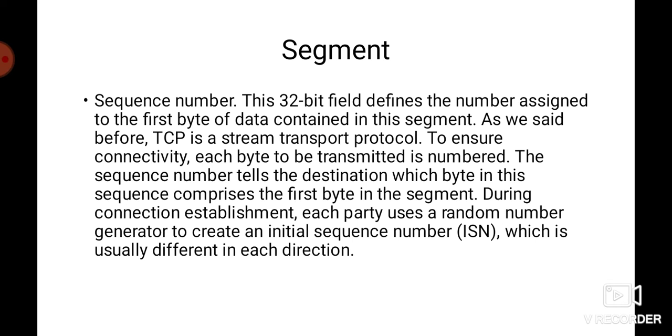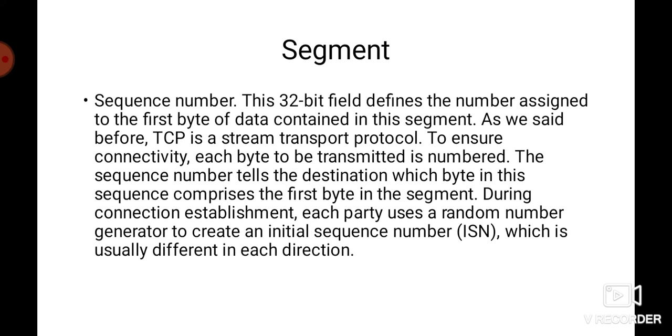Then next we have the sequence number. We have already seen sequence numbering. Whenever a datagram comes, it has to be divided into packets, depending upon the size of the router. Each packet has to be given a sequence number, so that is the sequence number here. This 32-bit field defines the number assigned to the first byte of the data contained in this segment.